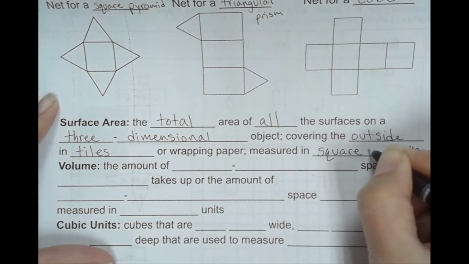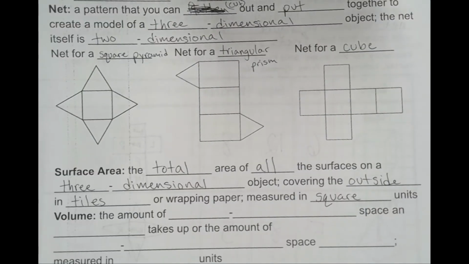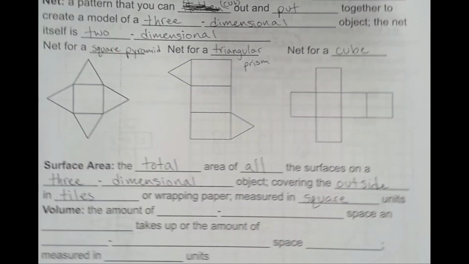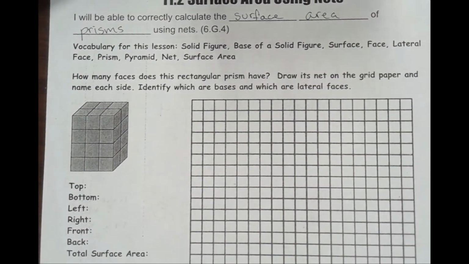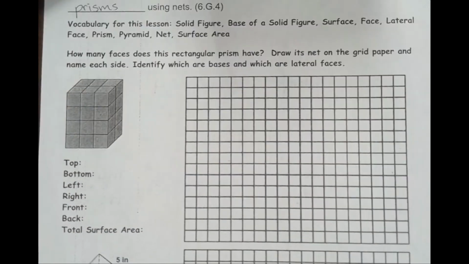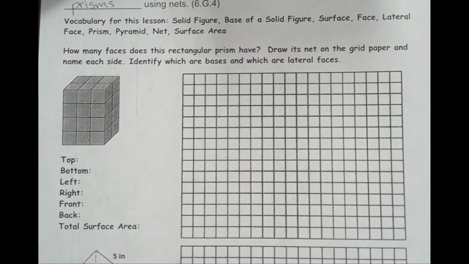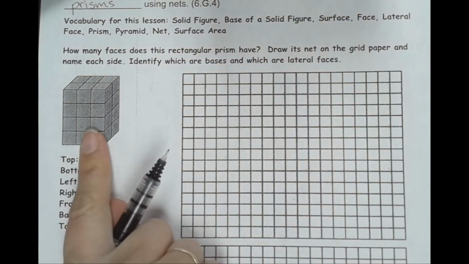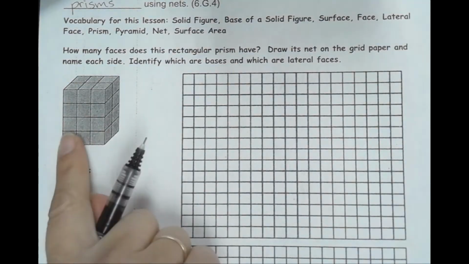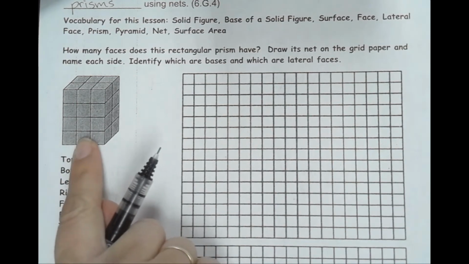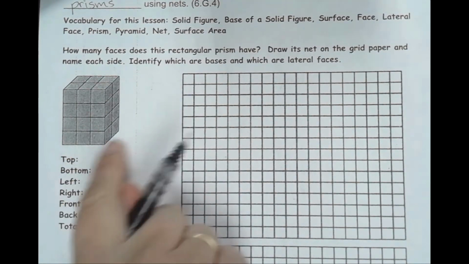So you have already spent so much time learning how to find the area of a bunch of shapes. All you're doing today is now figuring what shapes are on a three-dimensional one and putting them all together. So let's go ahead and go back to what we were working on. So we're going to look at how we can see the surface area from a net. So looking at this figure over here, this would be a three-dimensional rectangular prism. It would have 6 sides.